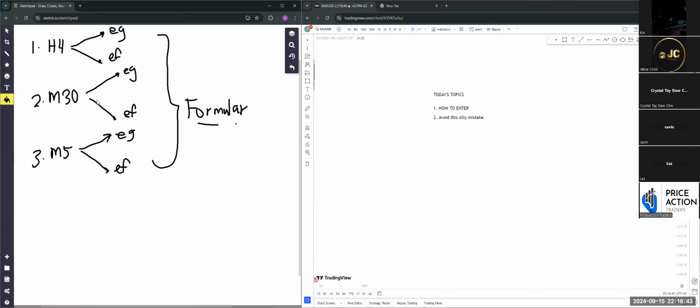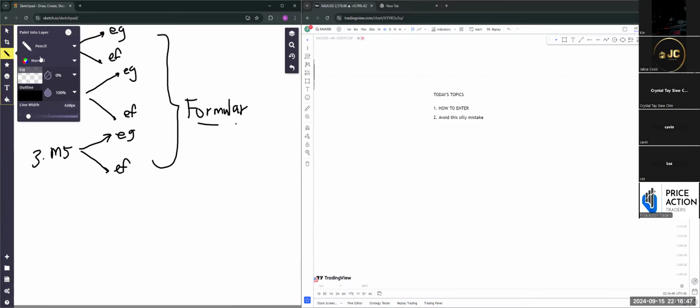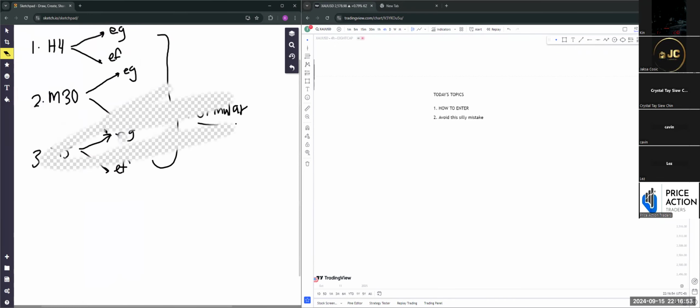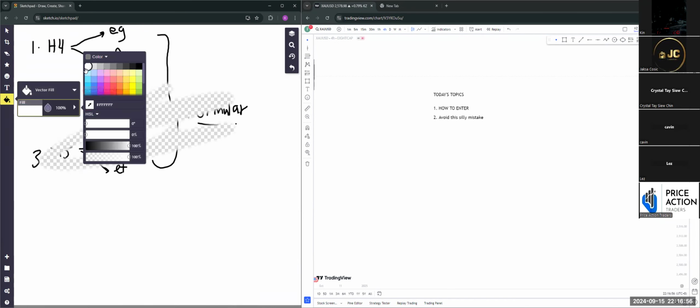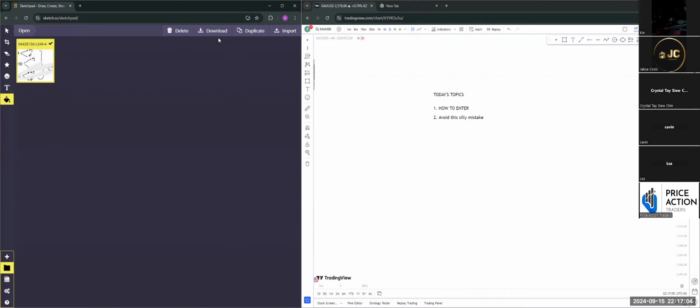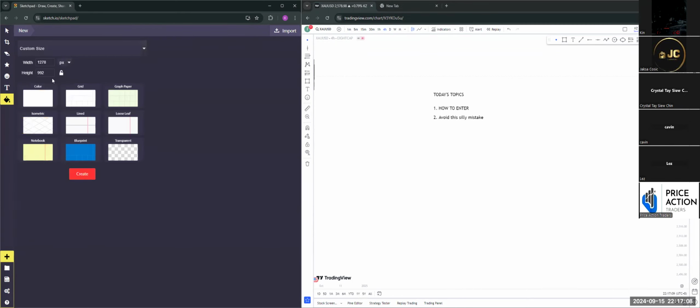How to fill this up? Wait. How am I going to erase all of this? It's my first time using this one. No, wait, give me a second, guys. Okay, new one.